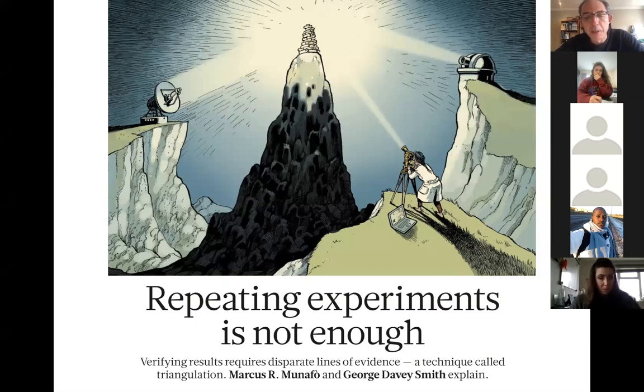This commentary was about triangulation. Triangulation is really something important I hope many of you appreciate. The best science is not science that is simply replicable, that you can replicate and so on. It's science where you have multiple independent experiments pointing in the same direction, pointing to the same conclusion.